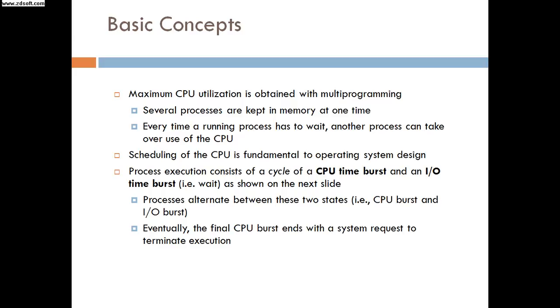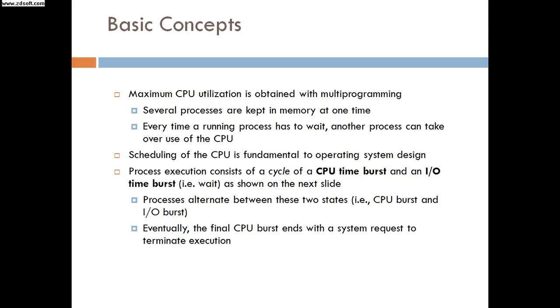In general, multiprogramming is defined as multiple programs that are loaded in the memory for execution. So with this, several processes are kept in memory at one time. Every time a running process has to wait, another process can take over the use of the CPU. So with this, we will frequently be switching the CPU among the processes. So we will have the illusion that n number of programs are executed simultaneously. So with this, we have to keep the CPU maximally utilized.